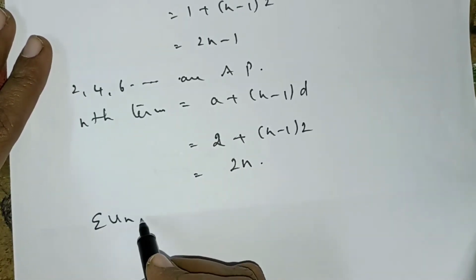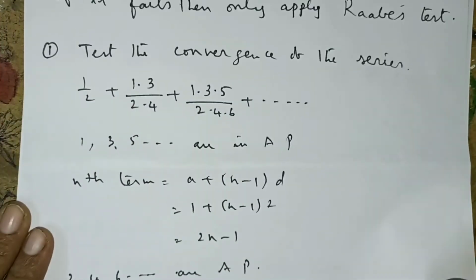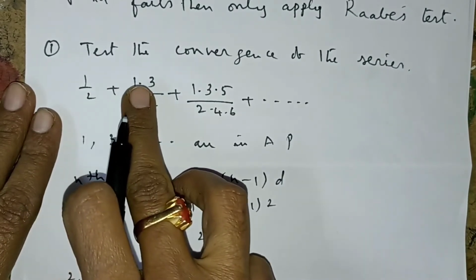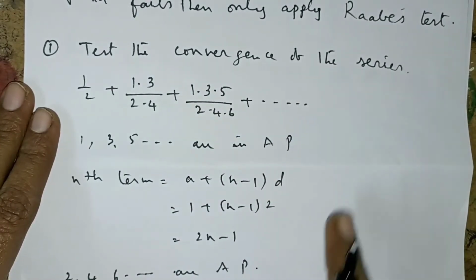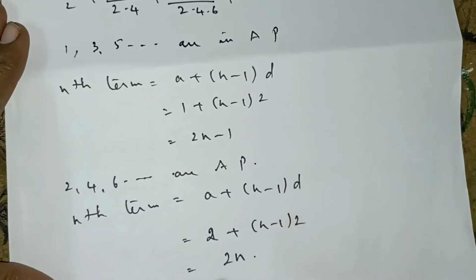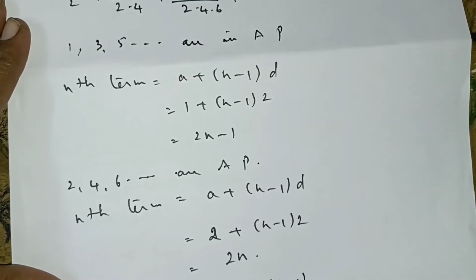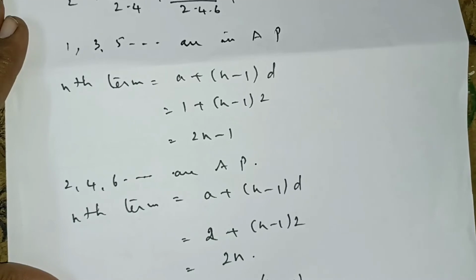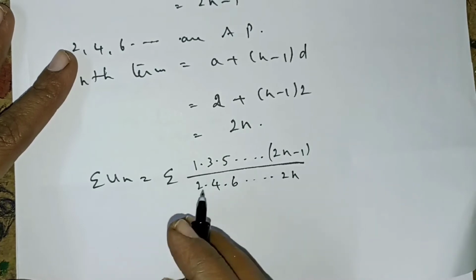Therefore, the nth term: in the numerator, the first term is 1, the second is 1 into 3, the third is 1 into 3 into 5, so the nth term is 1 into 3 into 5 and so on up to 2n minus 1. In the denominator, the first term is 2, the second is 2 into 4, the third is 2 into 4 into 6, and the nth term is up to 2n. This is un.